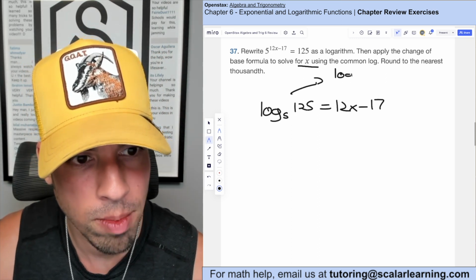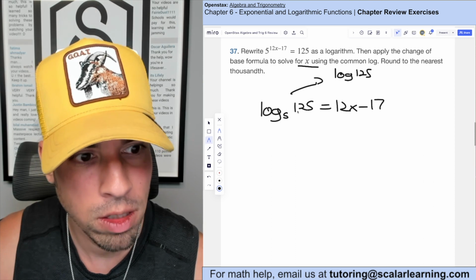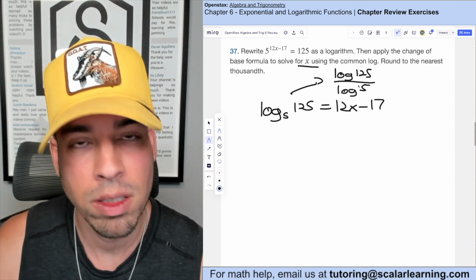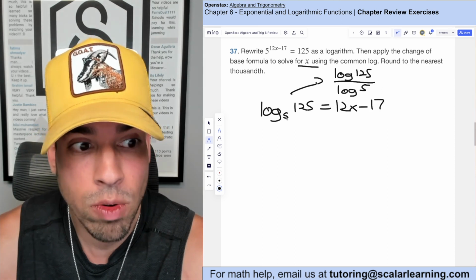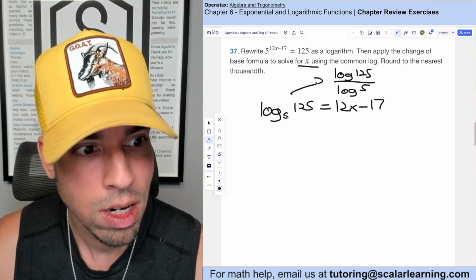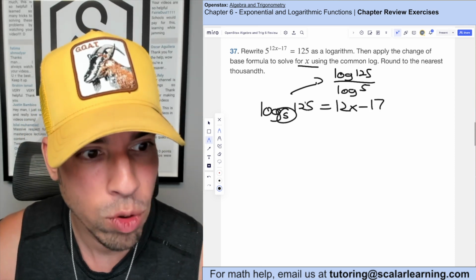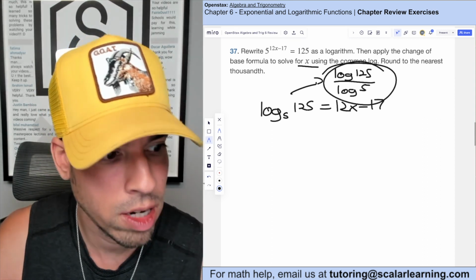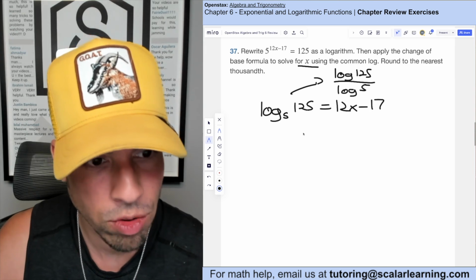You can make it into a common log of the big number, the argument 125 over log of 5. So we could now plug this into a calculator. But the thing is, you actually can evaluate this as is, because this is asking the question, 5 to what power is 125? And that's to the 3rd power. But you could plug this into your calculator as the common log, and you'll see you get 3 as well.